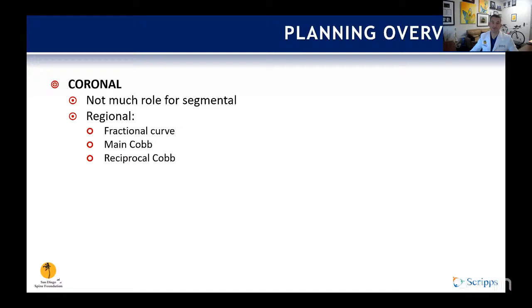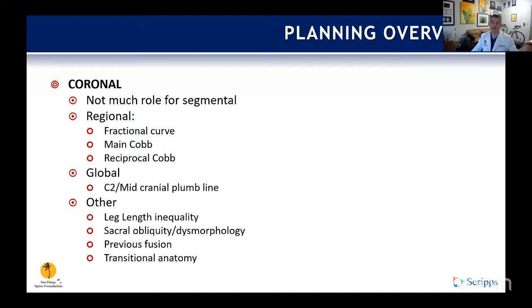The regional curves do matter. So, and this is where we'll help you understand the fractional curve, the main Cobb, and then the reciprocal Cobb. Global alignment really is the C2 over the sacrum. And then there's other things that come into play, and we'll touch on those as well.